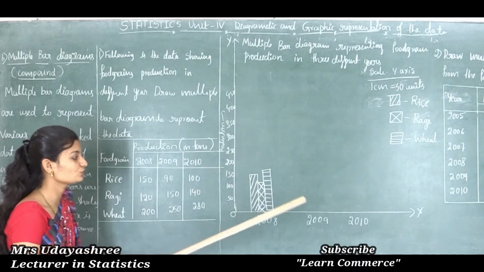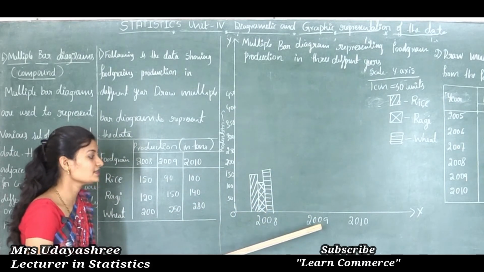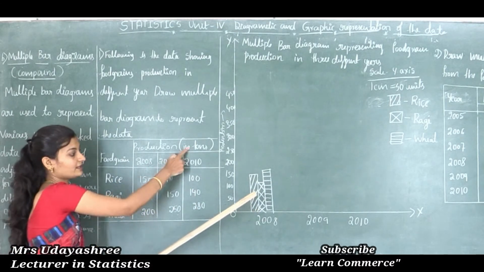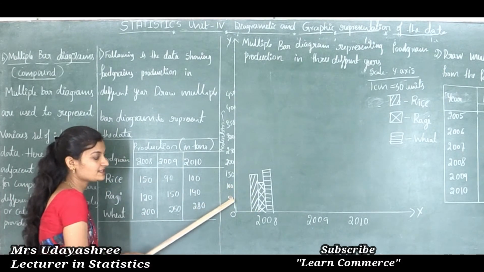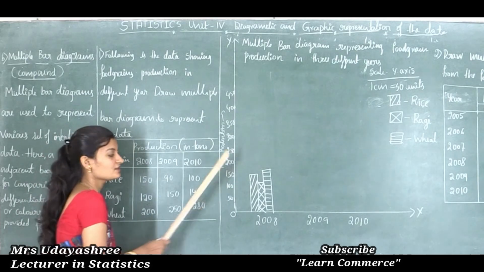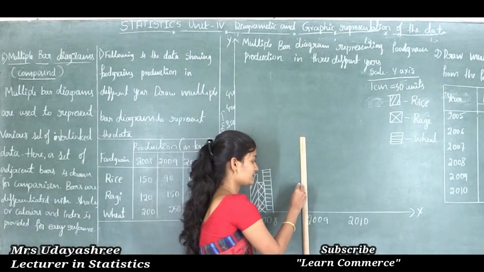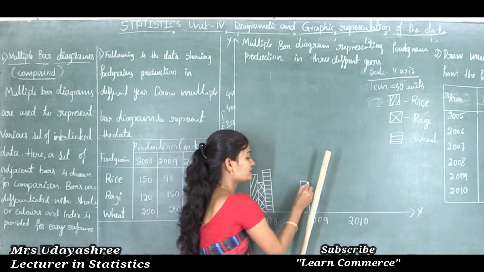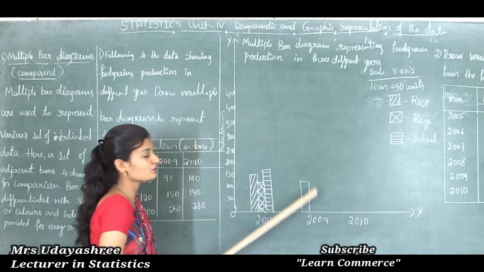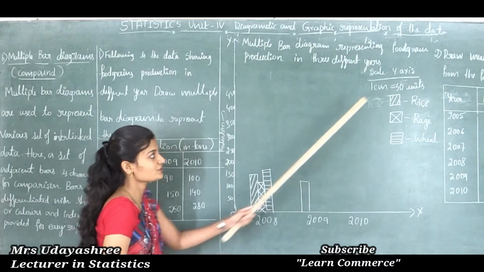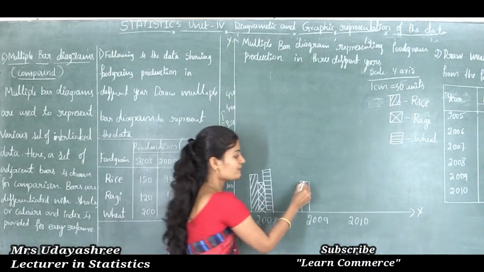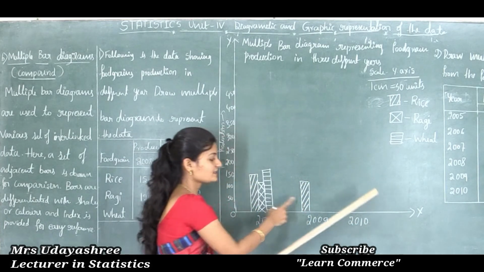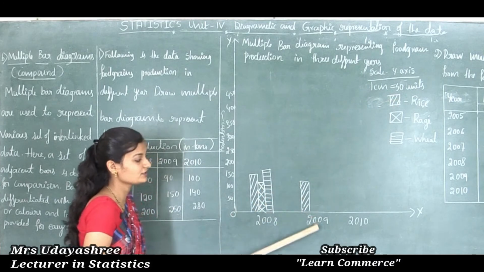Okay, next move to the year 2009. See, in the year 2009 the production of rice was 90 ton. See, here 100 is here, 50 is here, so 90 comes here. So here I will draw one bar like this. This bar indicates the production of rice. So for rice the shading mark is like this. So here I will do shading like this. And this bar indicates the production of rice in the year 2009.